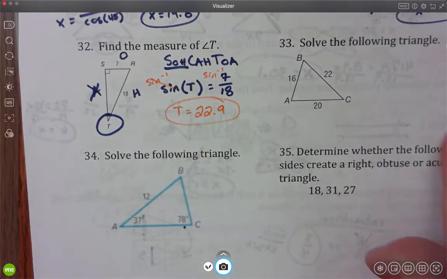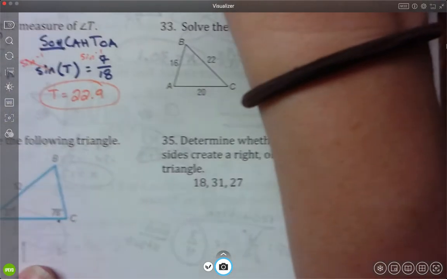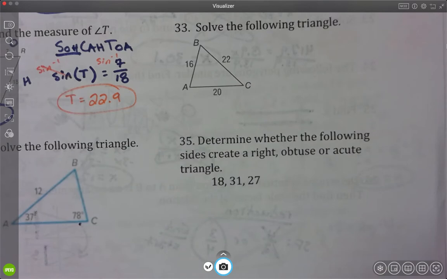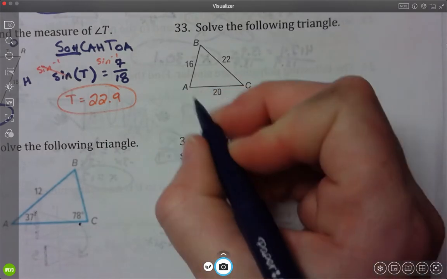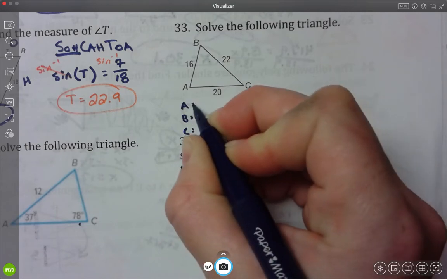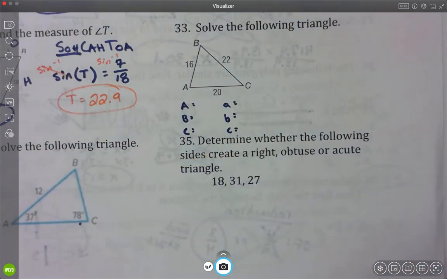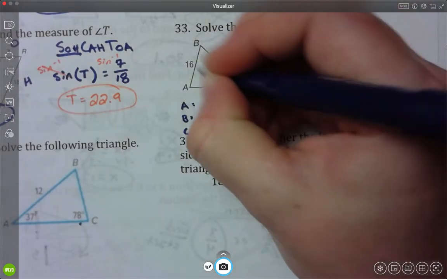All right, 33, 34 are going to take a little bit more time, I think, maybe. Hopefully we can get through those kind of fast, though. 33, they say solve the triangle. So they want capital A, capital B, capital C. They want lowercase a, lowercase b, lowercase c, okay? So some of these I already know. Like I know the sides, 22, 20, and 16, okay?